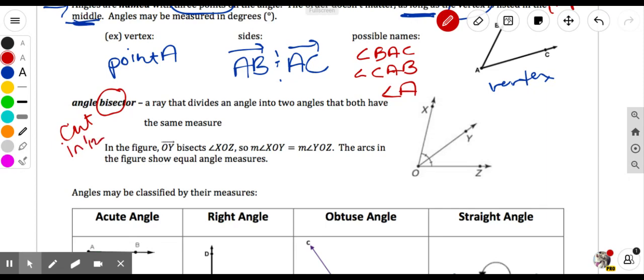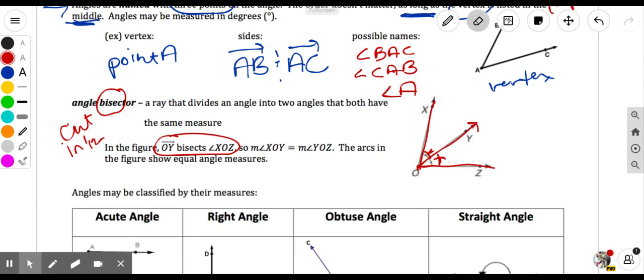So anytime something is bisected, whether it be a segment, an angle, whatever, it's cut in half. So if you look at this picture here, it says that OY bisects XOZ. So this ray cuts XOZ in half. See these markings right here? It's kind of hard to see, but they did an arc with 1 tick mark and an arc and 1 tick mark. That's how you can show that angles are congruent.